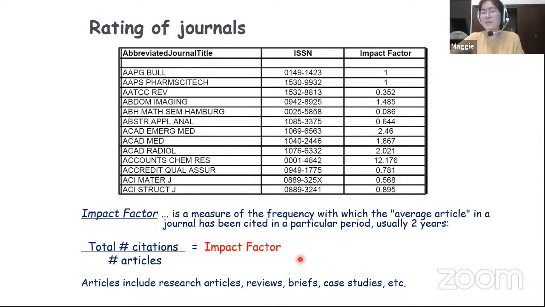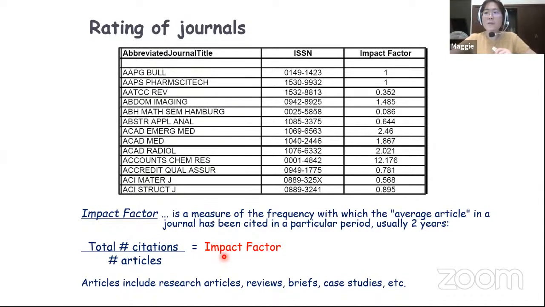their impact factor will be half, 0.5. So that is the impact factor. Articles include research articles, reviews, briefs, case studies, and so on. All of the articles in the journal are the total articles here. Then you calculate all the citations together, and you can calculate the impact factor.